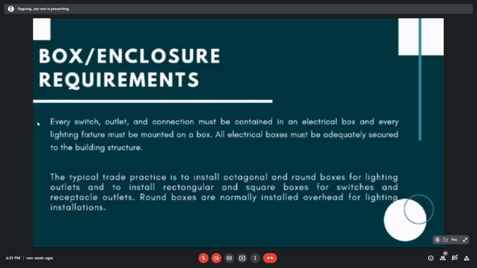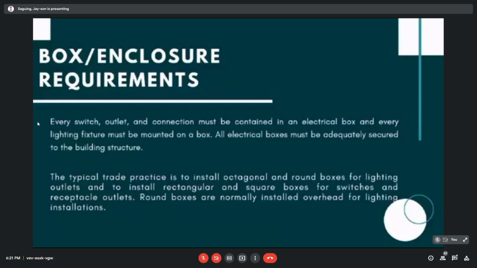So the electrical connections must be made in a protective enclosure. It is to protect the enclosed electrical equipment from the environment as well as to protect the users from electrical shock and also to mount electrical equipment.